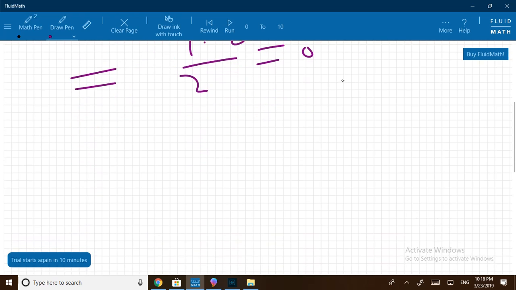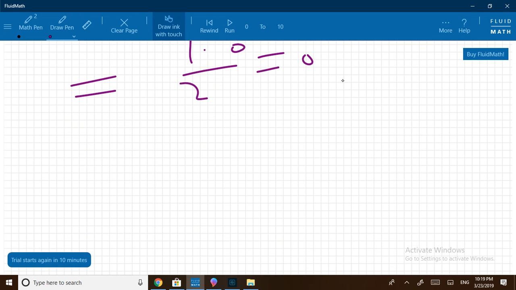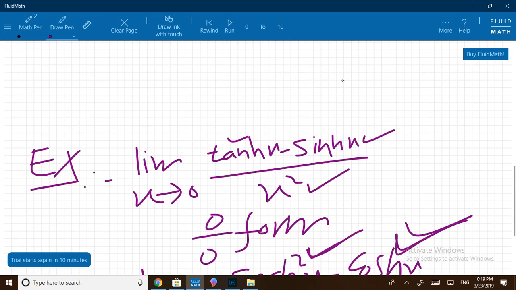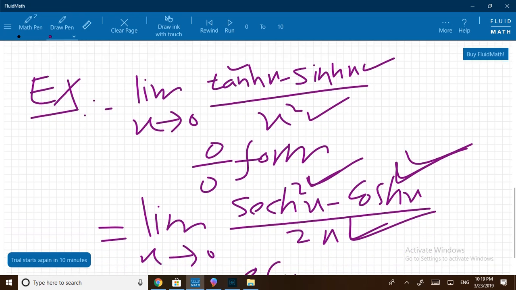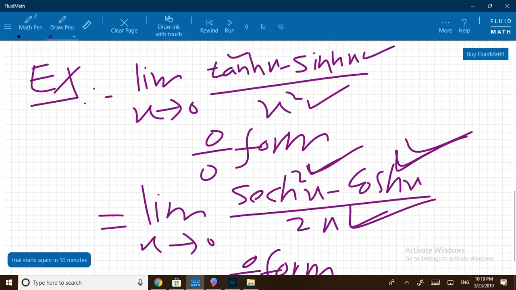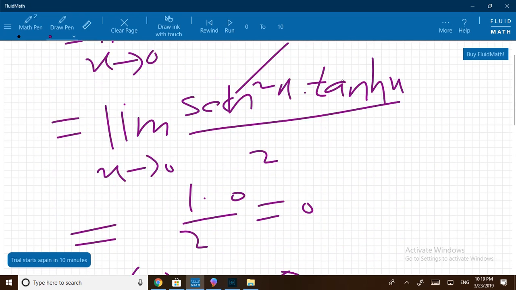And what was the left-hand side? It was limit x approaches to 0 of the whole function, which is equal to 0. This is our answer. Let me take a short look at the first page. This is our first page, and this is our second page.